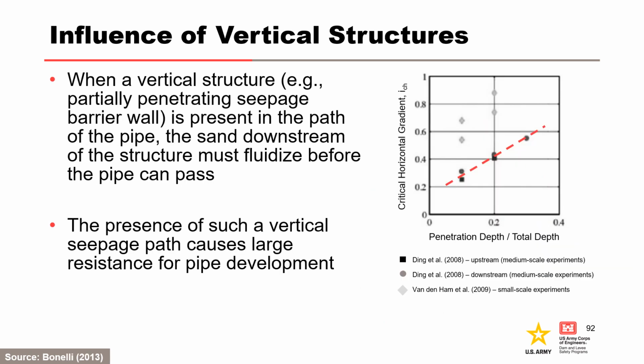When a vertical structure, such as a partially penetrating seepage barrier wall, is present in the path of the pipe, the sand downstream of the structure must fluidize before the pipe can pass. The presence of such a vertical seepage path causes large resistance for pipe development. The overall gradient required to pass a structure is usually higher than gradients required for initiation and progression of a pipe without the structure. This chart can be used to assess the effect of a partially penetrating seepage barrier wall on the critical gradient for progression of backward erosion piping.